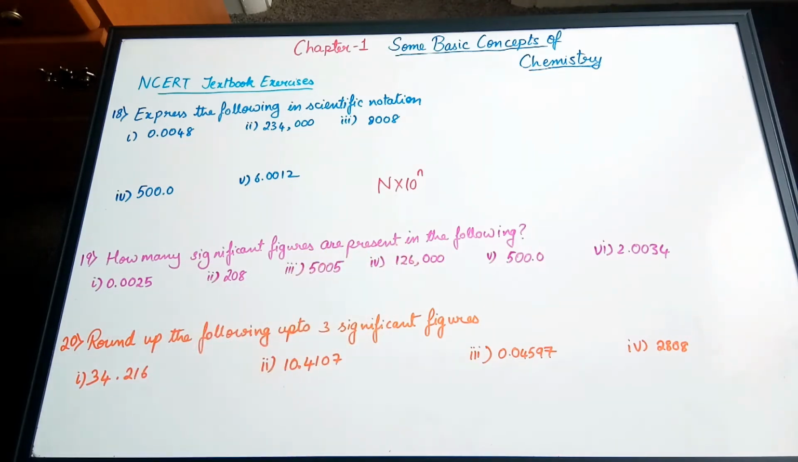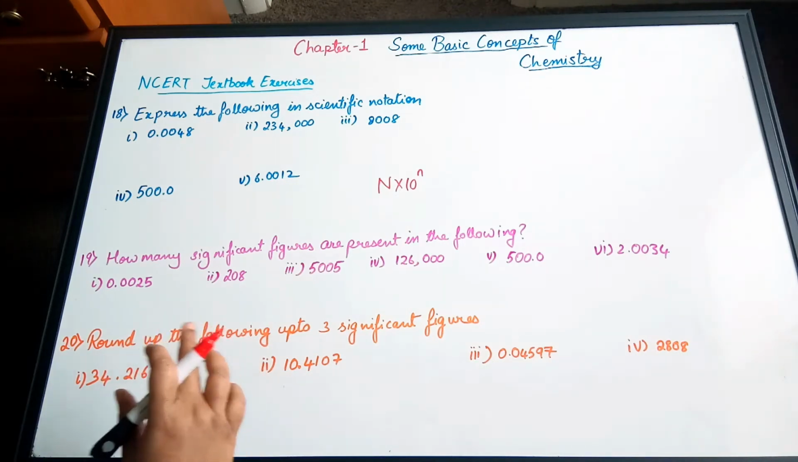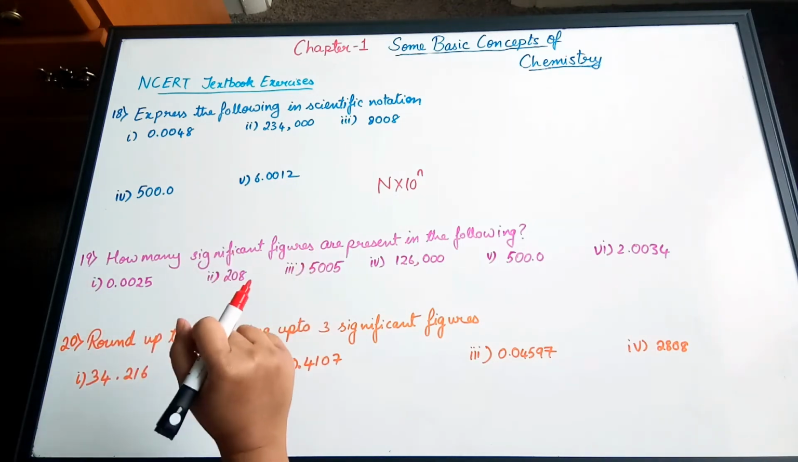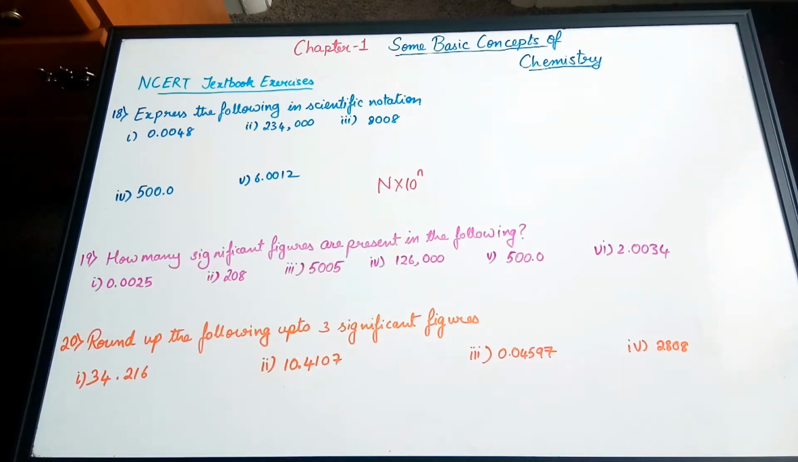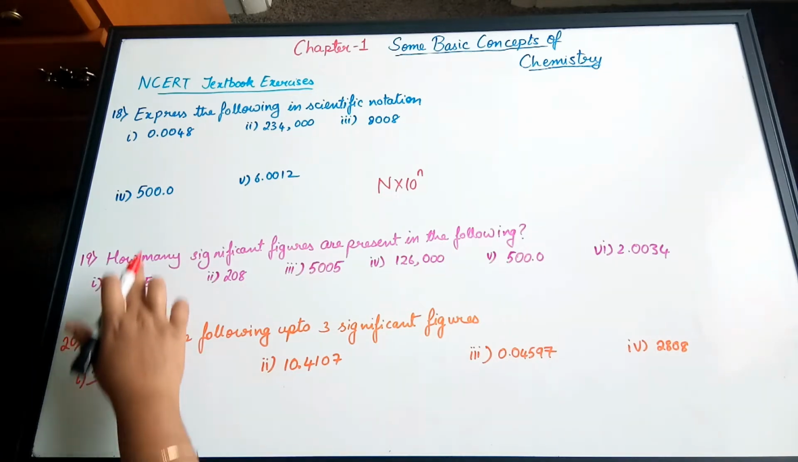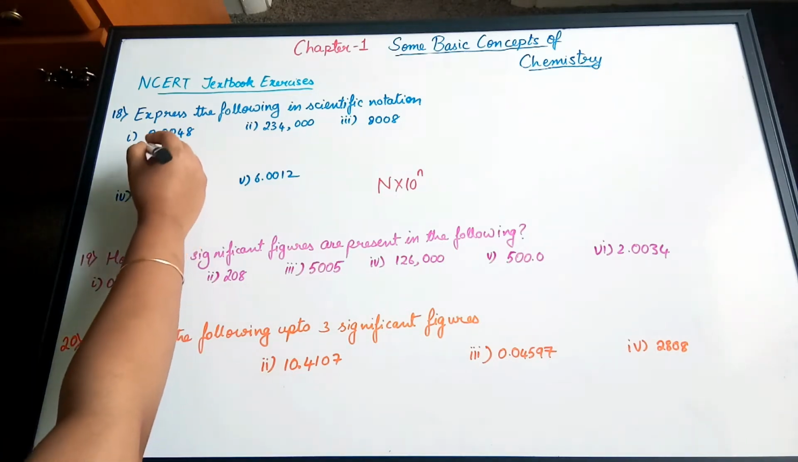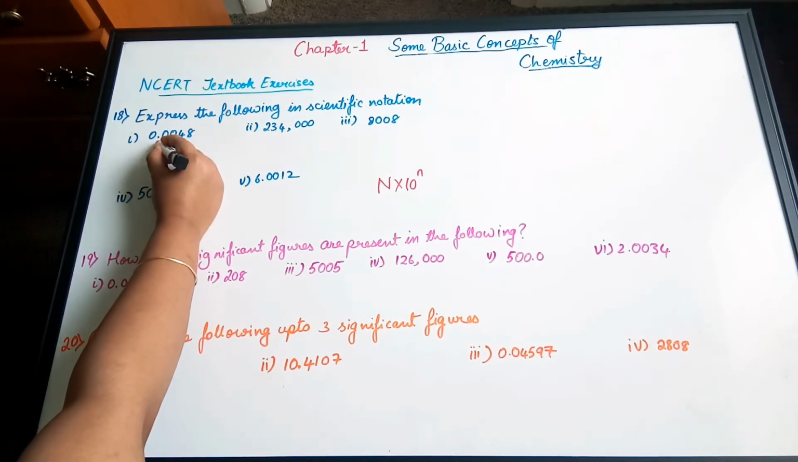So when we have this question where we have to convert all of these into scientific notation, N will have one non-zero digit in front of the decimal point. Following that rule, here in 0.0048, the decimal point is shifted to the right by 1, 2, and 3 places.